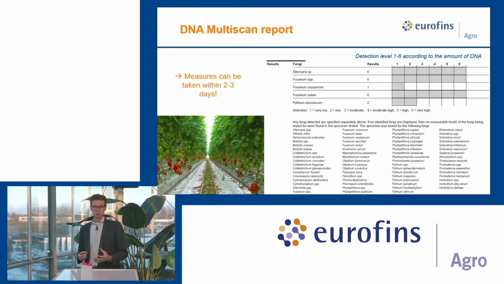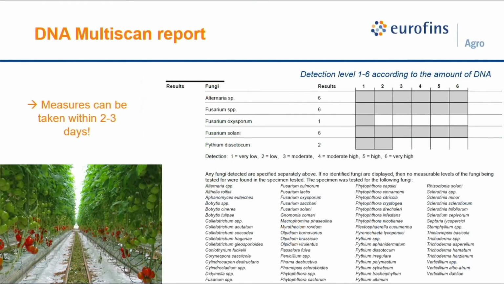If you look at the report of the DNA multiscan, then you can see the detection levels. So in this example, you see a lot of Fusarium spp., the subspecies, so it's the complete group of Fusarium, and a part of it is Fusarium oxysporum.